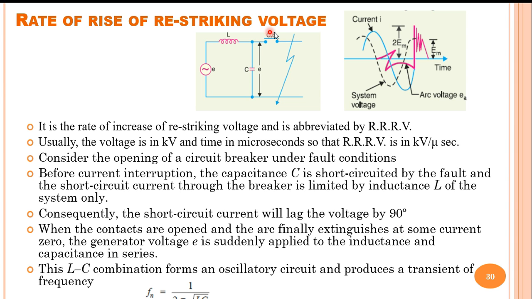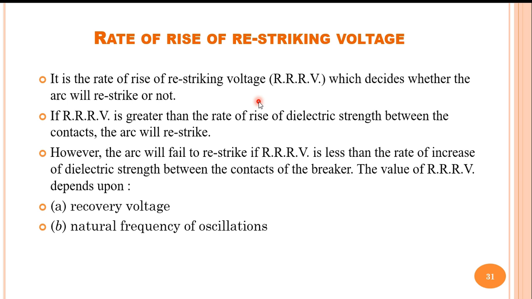But when the arc is completely extinguished and the contacts are opened, the inductance and capacitance come in series, and this LC combination forms an oscillatory circuit and produces a transient with frequency 1 by 2 pi root LC. The rate of rise of restriking voltage decides whether the arc will restrike or not.